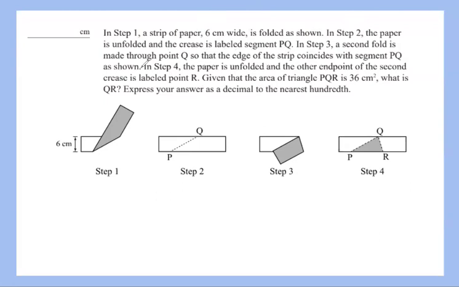In step 3, a second fold is made through the point Q so that the edge of the strip coincides with the segment PQ. Which means we take this part and then using QR, we reflect over QR to get this piece over PQ. That's basically what this says. And in step 4, we unfold this backward and then put it back. By this info, we are given that the area of PQR, which is this triangle, is 36, and find QR. Okay, so I hope that was clear.